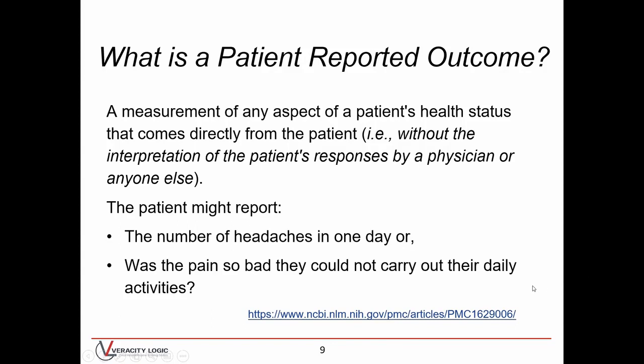A patient-reported outcome is a measurement of any aspects of a patient's health status that comes directly from the patient. In other words, without the interpretation of the response by a physician or anyone else. Data generated by a patient-reported outcome instrument can provide evidence of a treatment benefit from the patient's perspective. The patient-reported outcome instrument effectively measures the concept that is being studied. For more information, you can download from the NIH website at the link below.